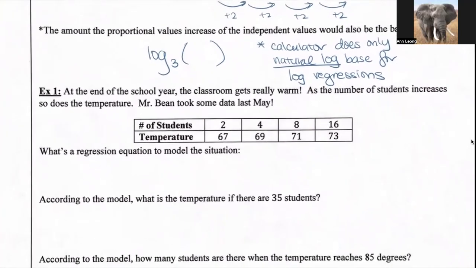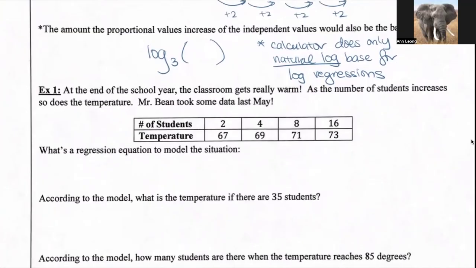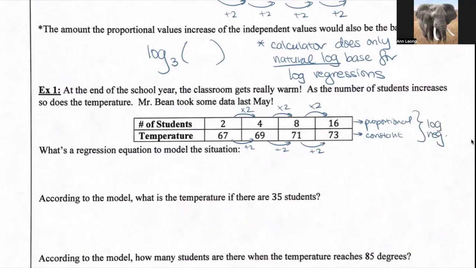All right, so at this point, we might not know it's a log regression, so we would look and see how this is changing. And we see that our x is doubling, as our y is increasing by 2. Because this is proportional, and because this one is growing at a constant rate, we know that this is going to be a log regression. Okay. So let's go ahead and find that regression using our calculators.